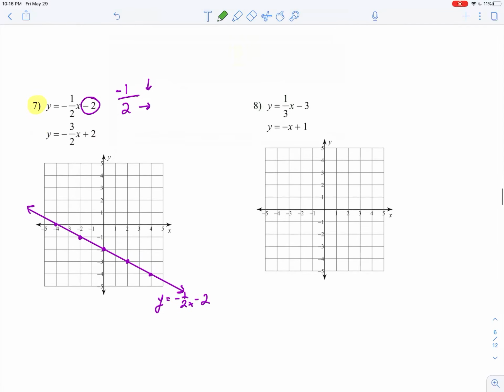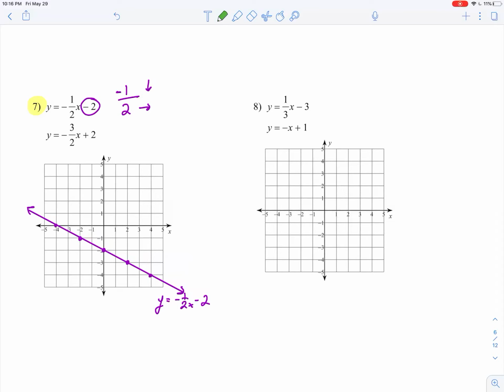Then I have y is equal to -3/2 x plus 2, so I'm going to start at +2, and I'm going to treat this as -3/2, so I'm going to go down 3 and to the right 2. 1, 2, 3, over 2. I can also go backwards, go up 3, 1, 2, 3, and to the left 2.